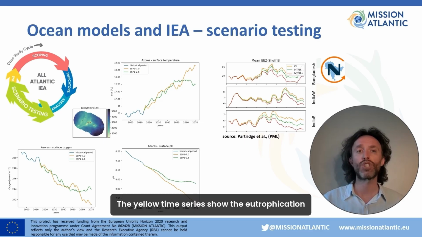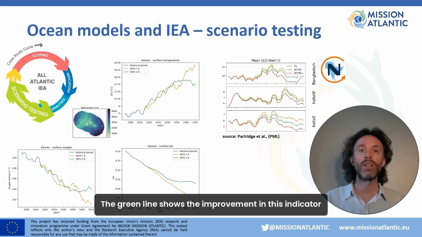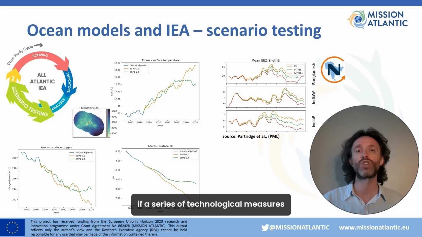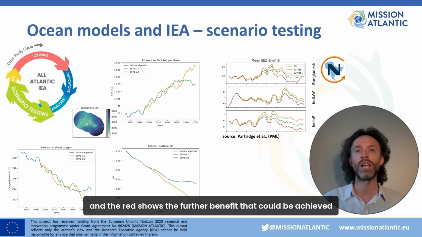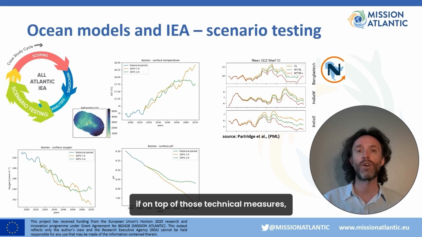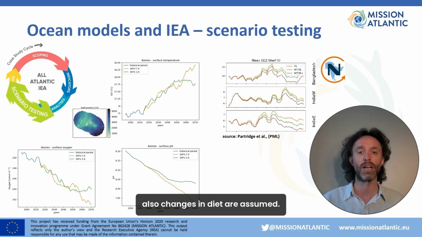The yellow time series show the eutrophication indicators in various parts of the South Asian shelf if no further mitigation measures are taken. So it's basically a continuation of the current state. The green line shows the improvement in this indicator if a series of technological measures are implemented in the South Asian region, and the red shows the further benefit that could be achieved if, on top of those technical measures, changes in diet are also assumed.